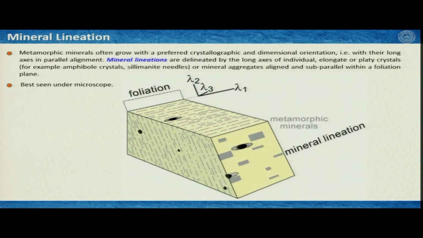Generally, we see them under microscopes, but sometimes we see them in field scale as well. I will show you a few photographs. But what we see here, if this is the foliation plane, and again this is your stretching direction, this is the foliation plane. So, these metamorphic minerals were formed, their long axes are aligned along the stretching direction. And this one is a very special one, this is a pressure shadow, we will learn about it soon. So, these are mineral lineations.